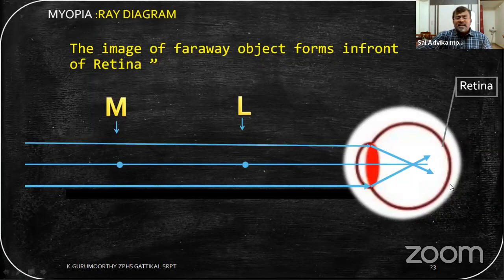Yes. See what is happening in the myopic eye. The rays coming from an object which is kept at infinity distance converge right in front of the retina, not on the retina. In this case, the image becomes blurred. You cannot distinguish the objects clearly. Yes, this is the defect.